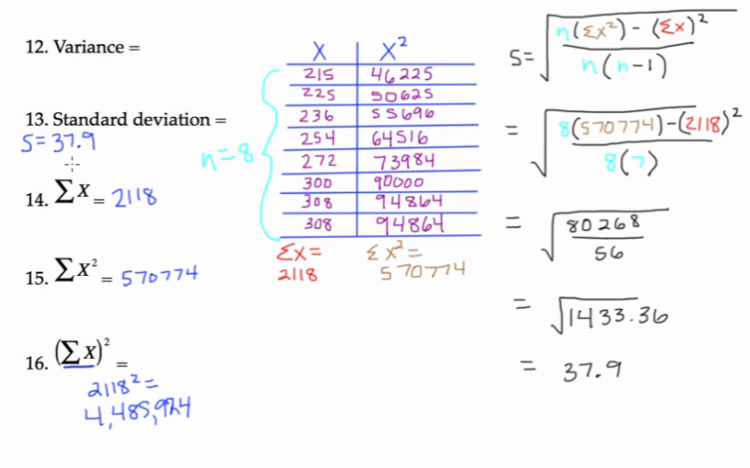Variance, how do I find the variance? You square this number. Or actually, if you just go one step backwards, it'll be this number right here. You are allowed on your exam to use a calculator to come up with these numbers.